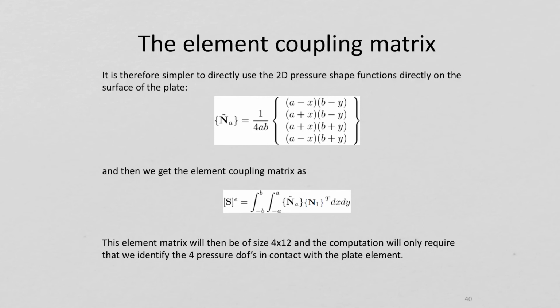So we simply use the 2D pressure shape functions, and that means that when we do the element coupling matrix, it will be of a smaller size. But that also means that when we identify the degrees of freedom for the acoustic element, we need to concentrate on the lower 4 nodes of the acoustic box, because those are the ones that will be in contact with the plate element. So in order to compute the coupling matrix, we simply need to do this integration over the relevant shape functions.